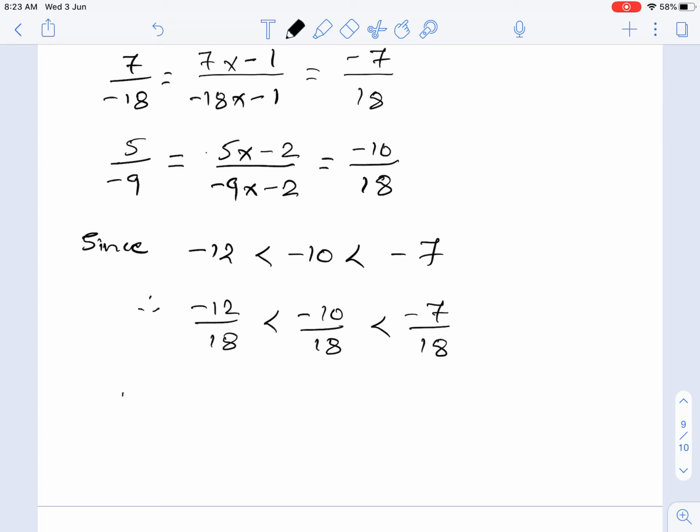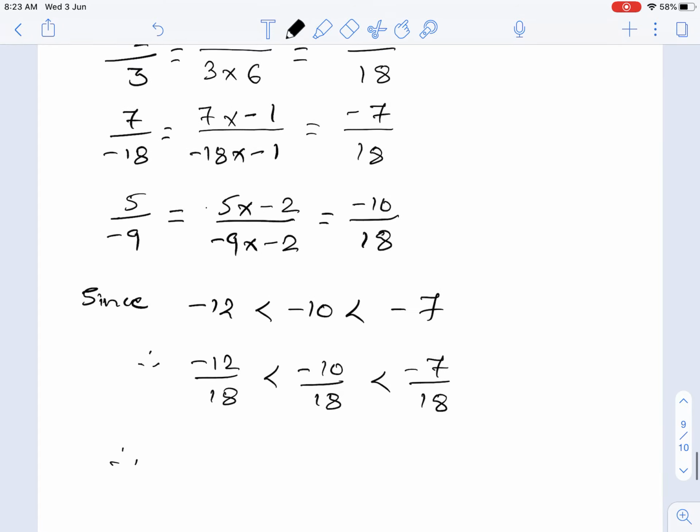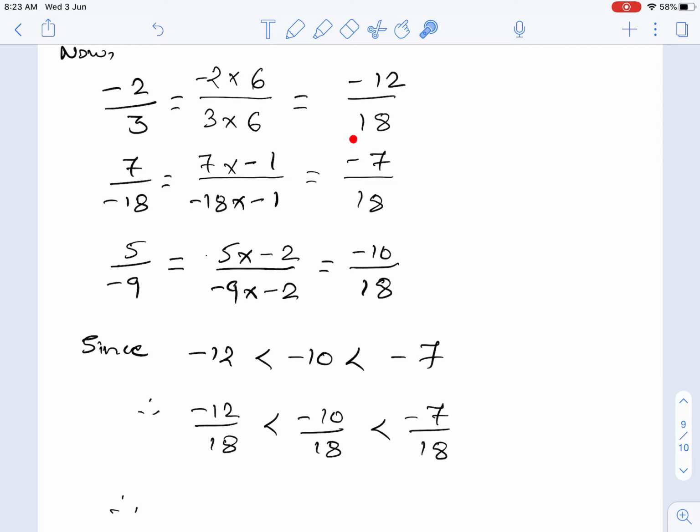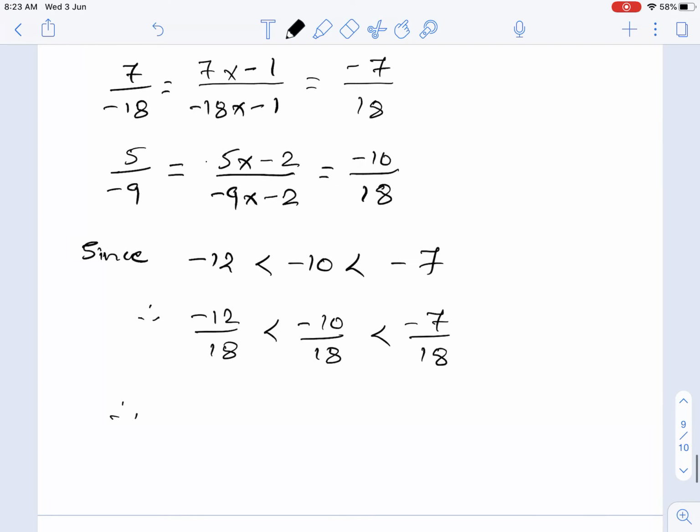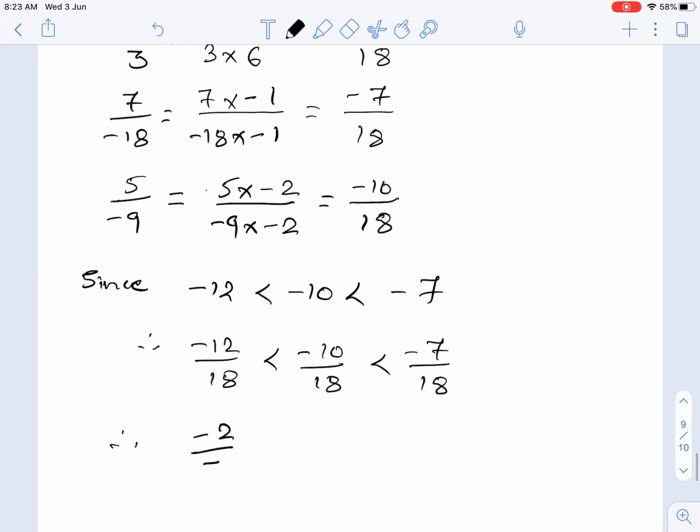Now you have to just confirm that minus 12 upon 18 is the value of which number. Minus 12 upon 18 is nothing but minus 2 upon 3. These both are equivalent. So instead of minus 12 upon 18 we will write minus 2 upon 3 is smaller than, now minus 10 upon 18 is equivalent to the value of 5 upon minus 9. So the next number is 5 upon minus 9 is smaller than 7 upon minus 18.